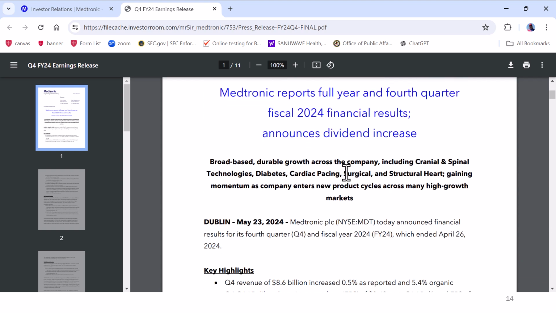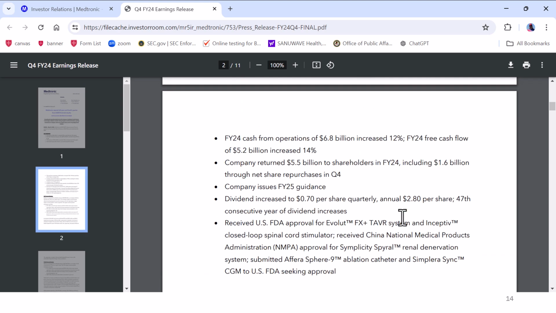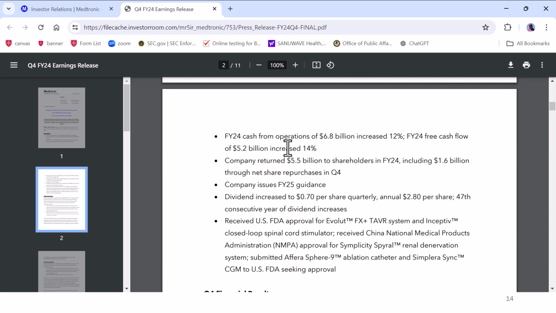And let's look at their headlines right here. You know, how much are their revenues changing by? What is their earnings per share? What is the revenue change for the full year and earnings per share for the full year? How has their cash from operations changed? That's the amount of their share purchases. That's not really a ratio.